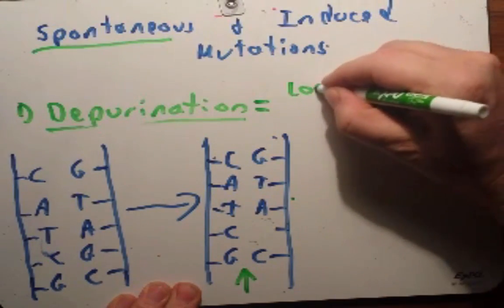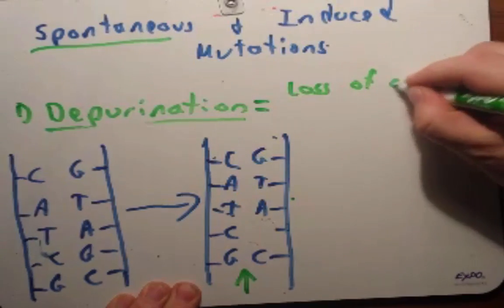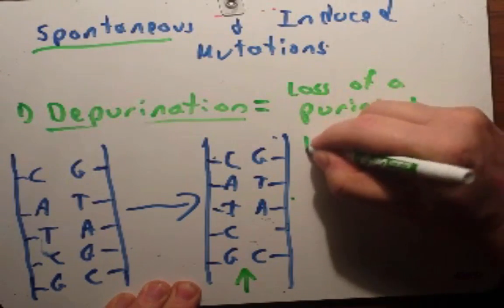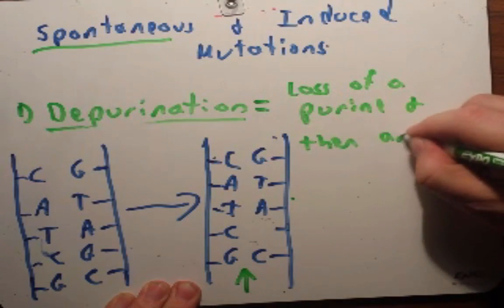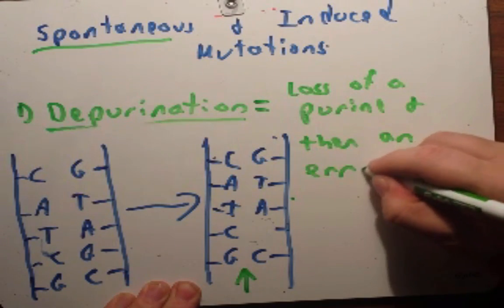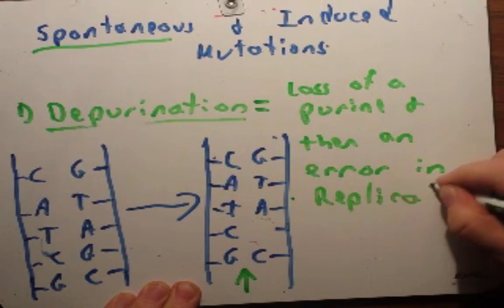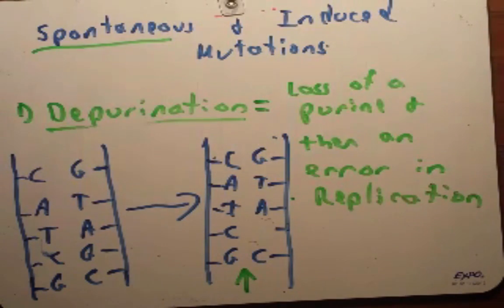Depurination is loss of a purine, and then an error in replication. Okay, that's all I want to say about depurination.